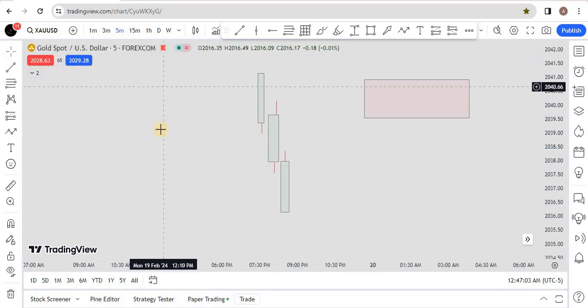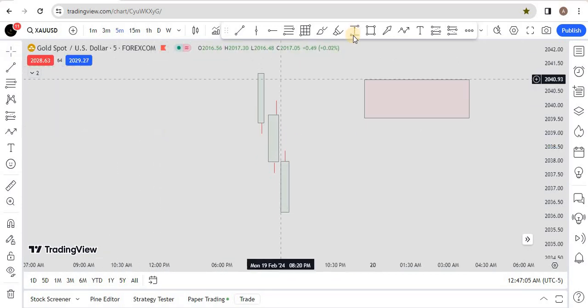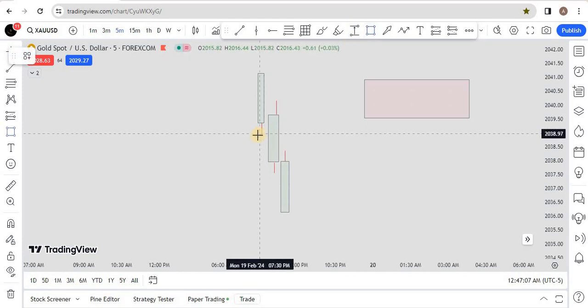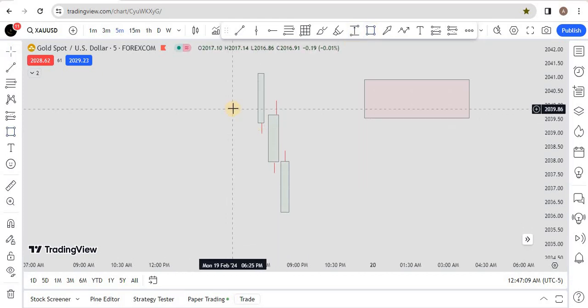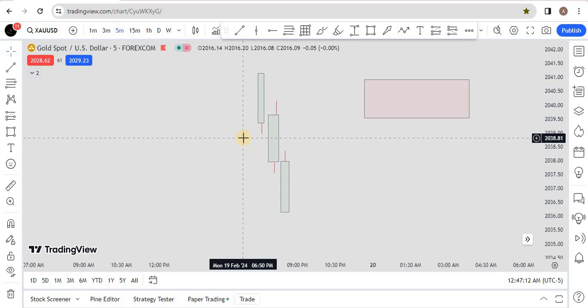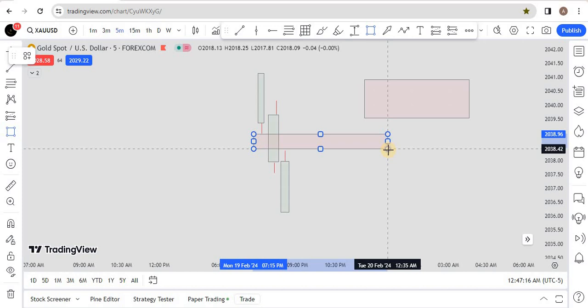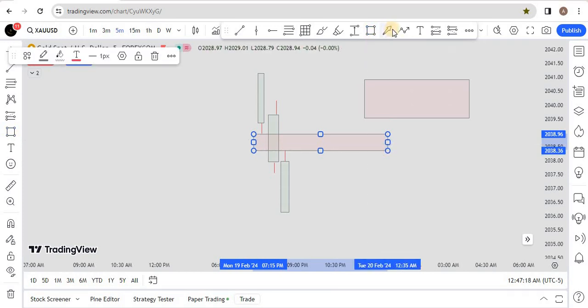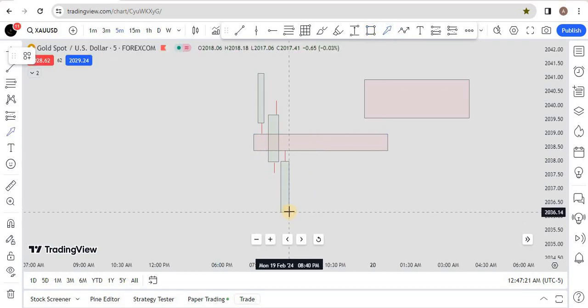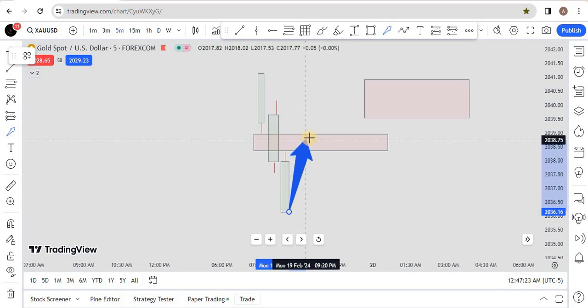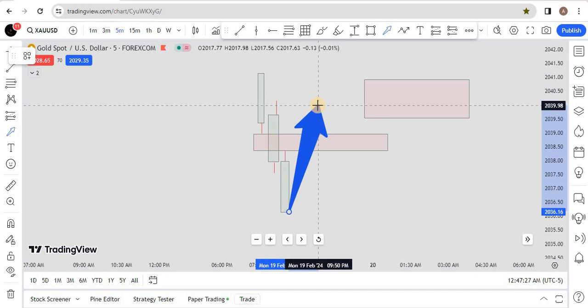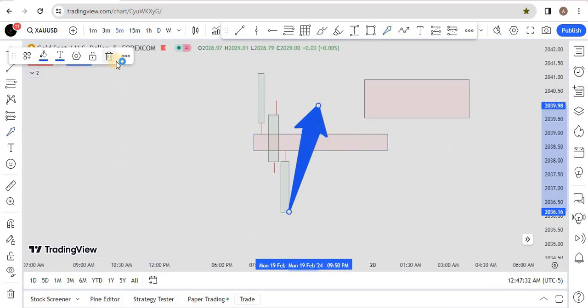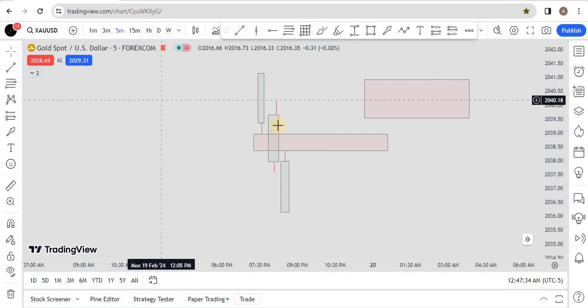So what is the inversion fair value gap? To validate the inversion fair value gap, this is the fair value gap. As per ICT, if the fair value gap is broken, and the candle closes above this fair value gap and then again retests this fair value gap, it becomes an inversion fair value gap.